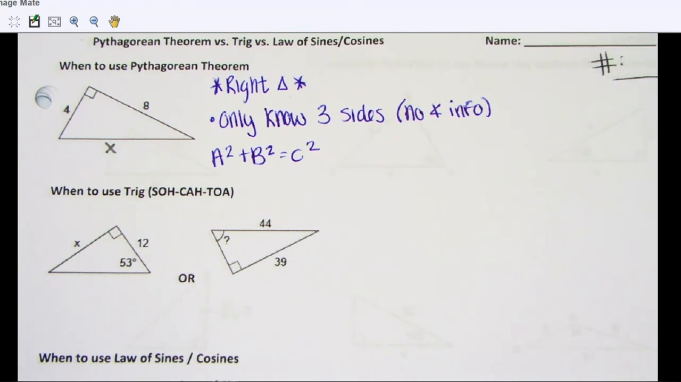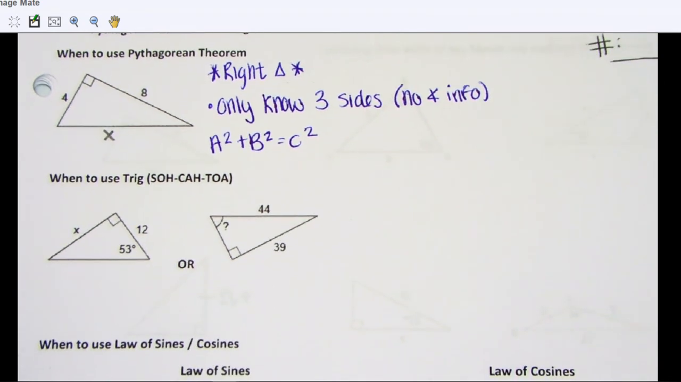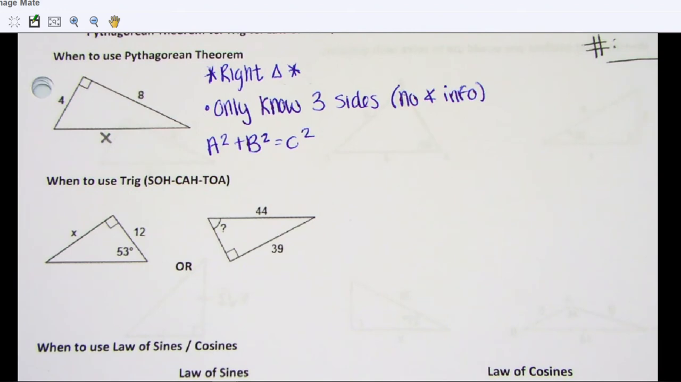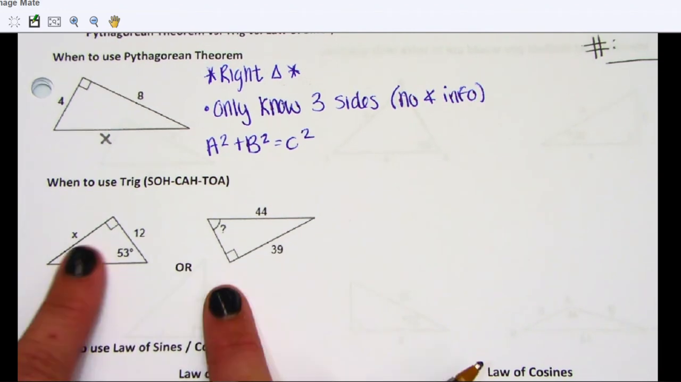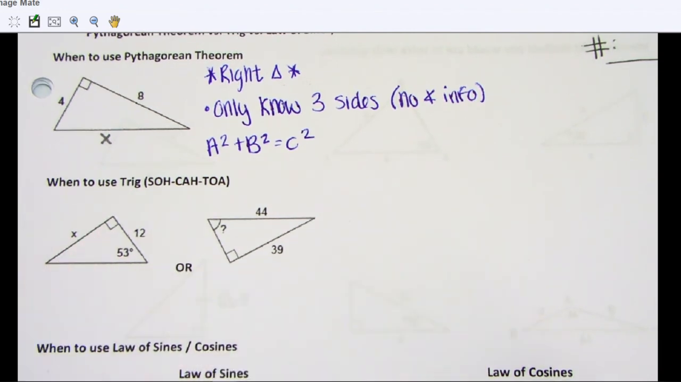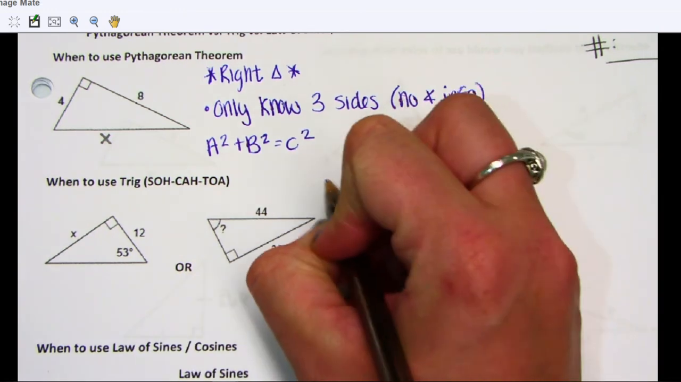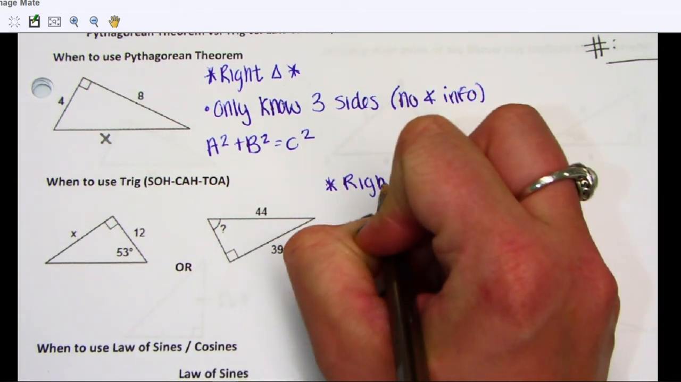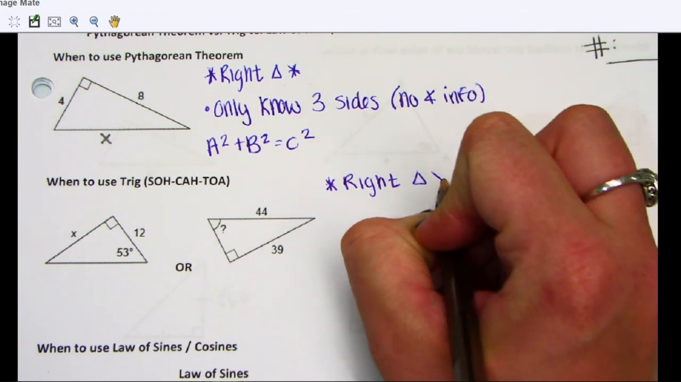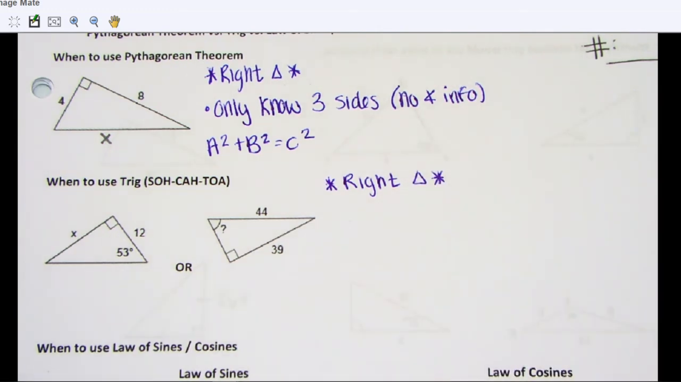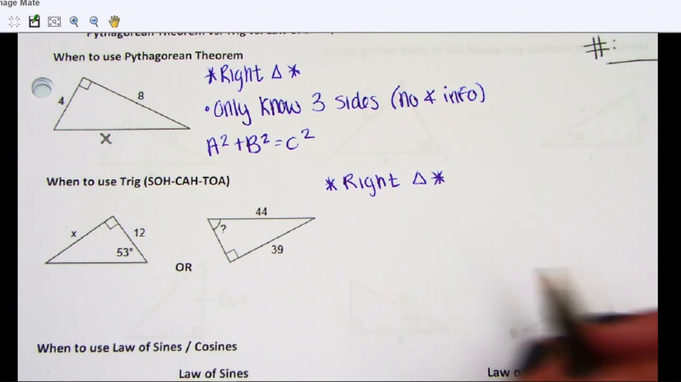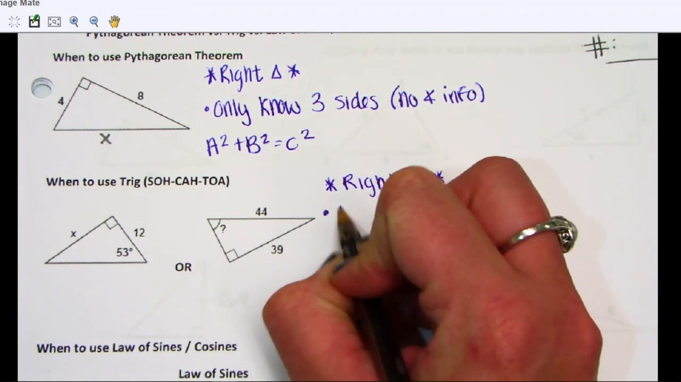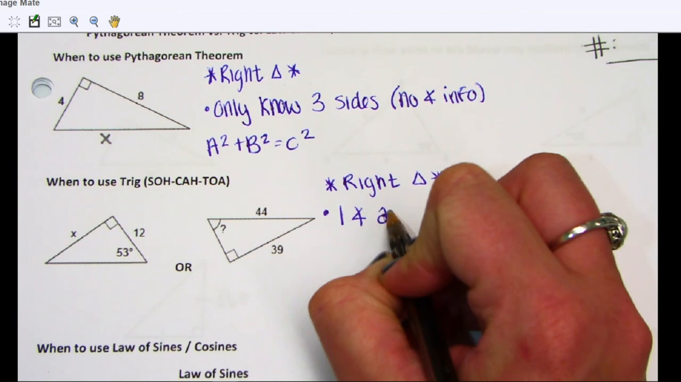Next is when to use SOHCAHTOA. Anytime I'm using trig, I should be looking for, again, a right triangle. So SOHCAHTOA is used for right triangles. It's got to be a right triangle. I can't have a hypotenuse if I don't have a right angle. Okay. The information involving trig, you should be looking for information with 1 angle and 2 sides.